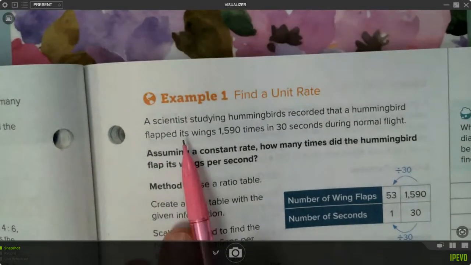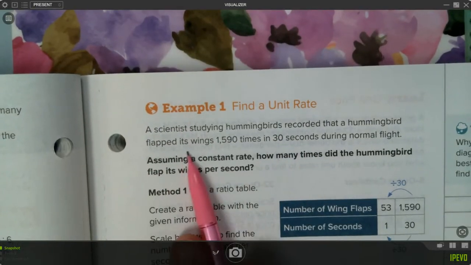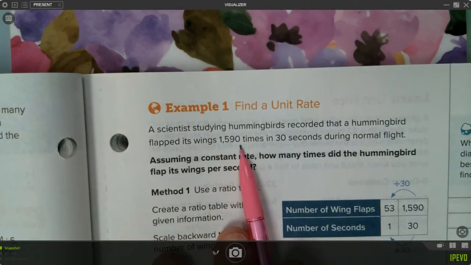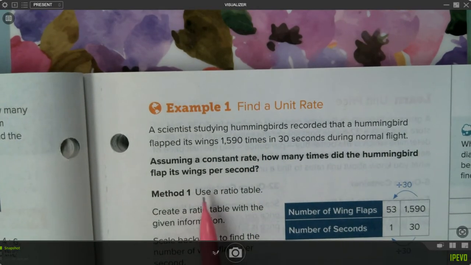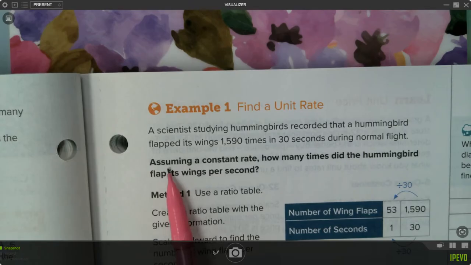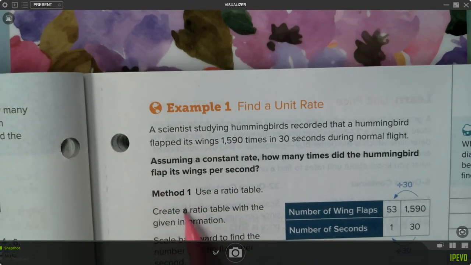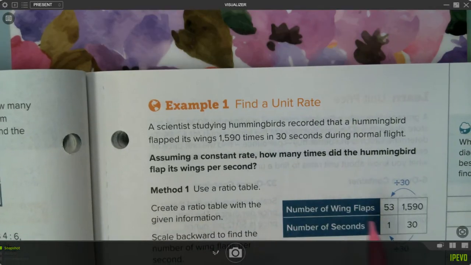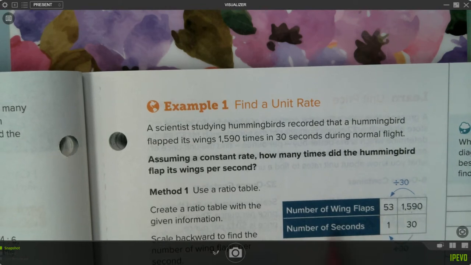Scientists studying hummingbirds recorded that a hummingbird flapped its wings 1,590 times in 30 seconds during normal flight. Isn't that crazy? Wow, lots of wing flaps. Assuming a constant rate, how many times did the hummingbird flap its wings per second? So one way to do this is set up a ratio table. So we have the number of wing flaps, 1,590, and the number of seconds is 30.